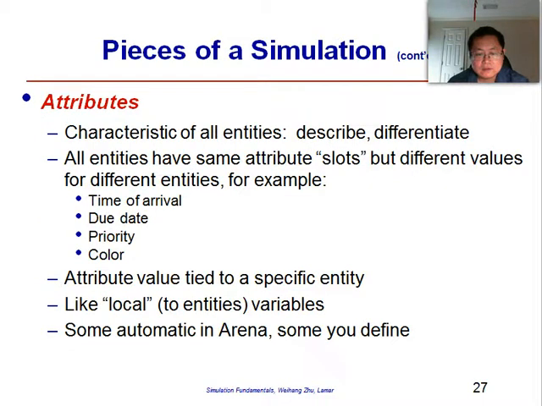Entities must have attributes. The attribute values are usually different for each entity. For example, arrival time for each part is different. Arena has some built-in attributes for entities. We can add additional attributes for entities. In this example, the attributes for the parts include arrival time and surface time.